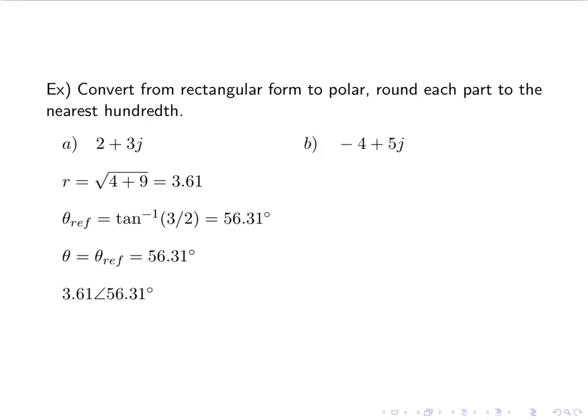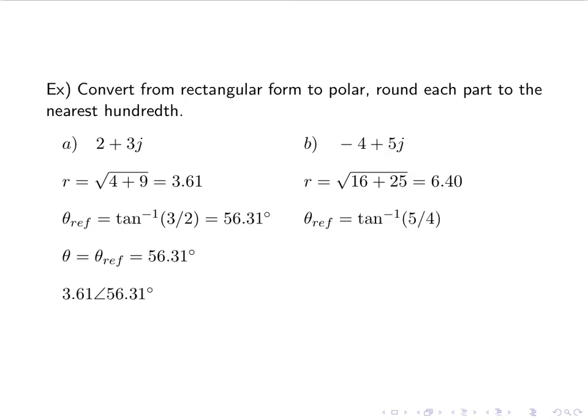How about -4 plus 5j? So r will be the square root of, and -4 squared is 16, 5 squared is 25. Remember, a negative number squared is still positive, so there's no negative numbers in here. They're both positive. And rounding to the nearest hundredth, that'll give me 6.40. Again, bigger than a and b, smaller than the sum, again, in absolute value.